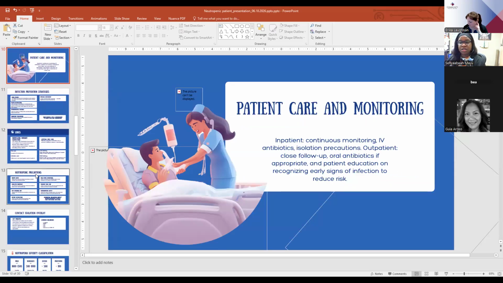So, patient care and monitoring. Inpatient, we want to do continuous monitoring, IV antibiotics, and make sure that they are on isolation precautions. If they're outpatient, but our emphasis is more inpatient, we want to have them follow up with their oral antibiotics if it's appropriate as they're being discharged home. More patient education is given to that individual to recognize early signs and symptoms of infection and other things that might put them more at risk, and possibly have them come back to the hospital sooner rather than later to be evaluated.